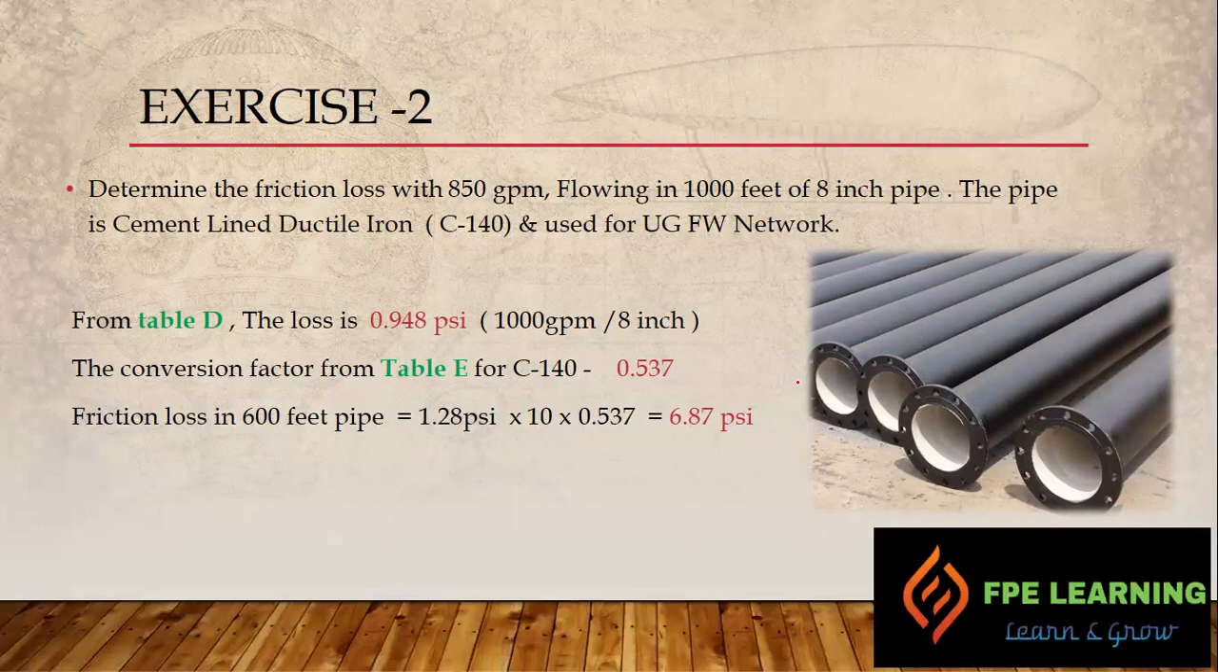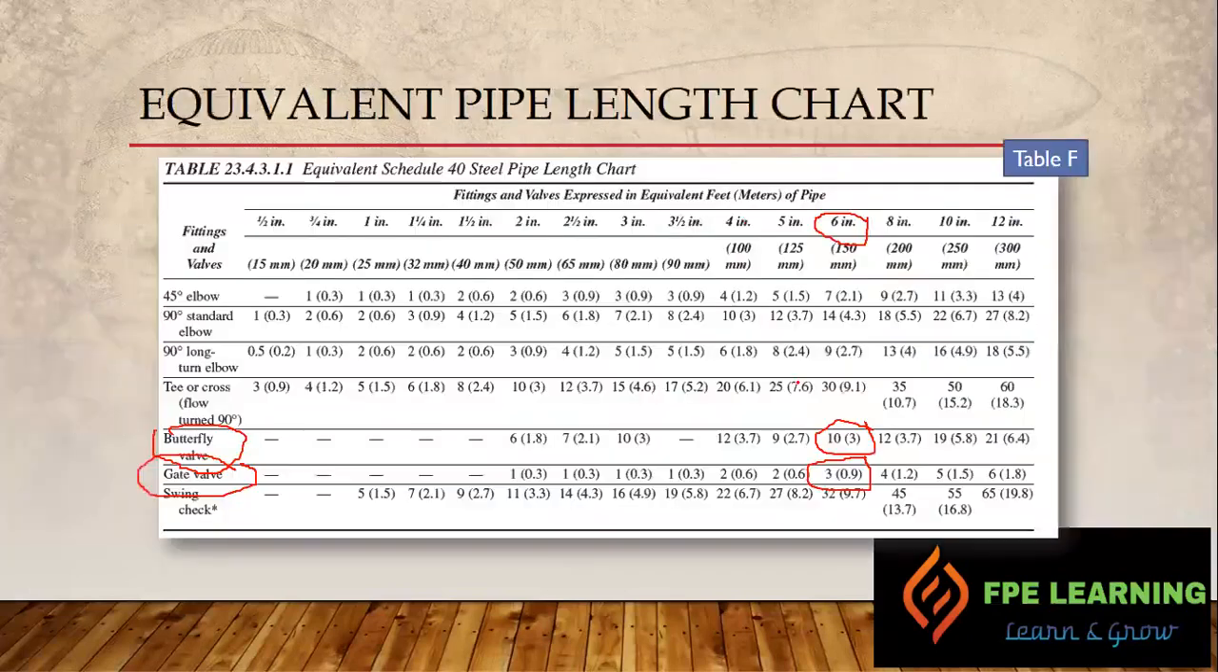Let's apply the skill that we discussed a while ago. From table D again, 1000 GPM in 8-inch pipe. Let's go back.